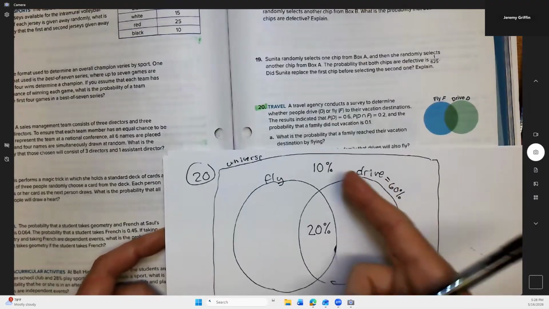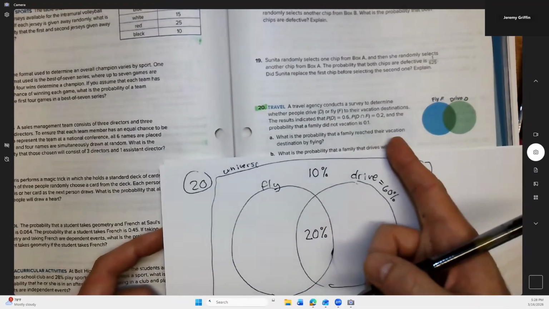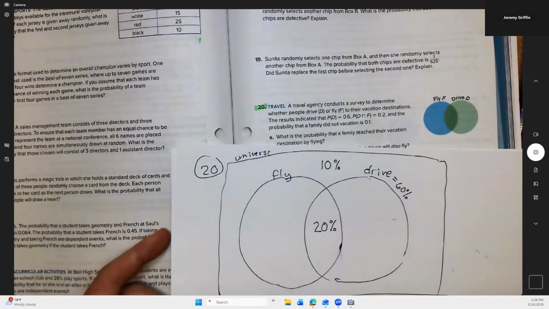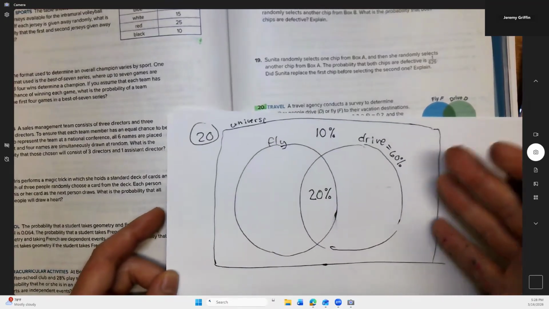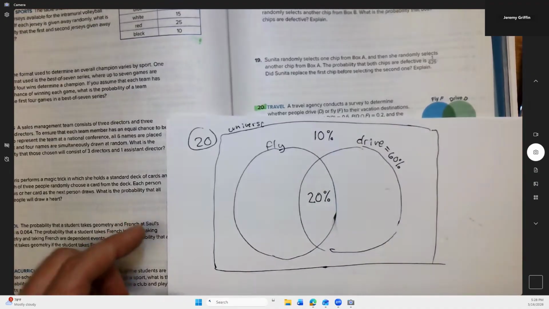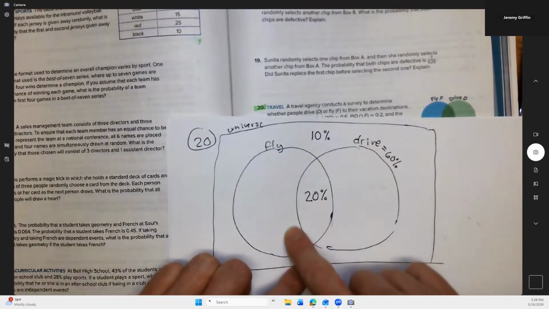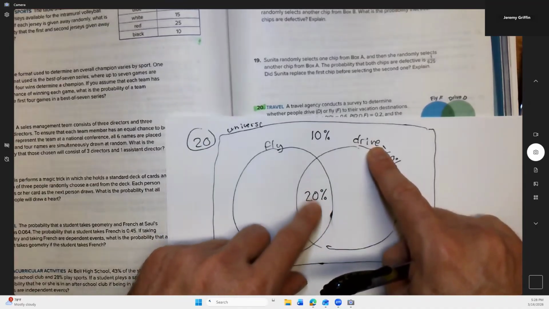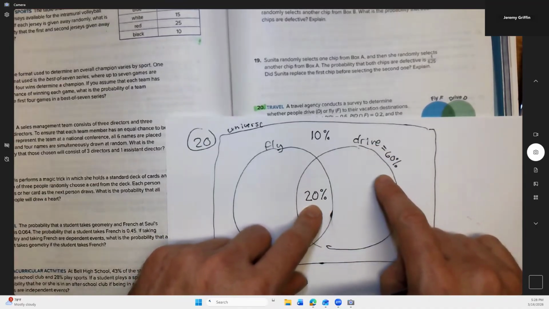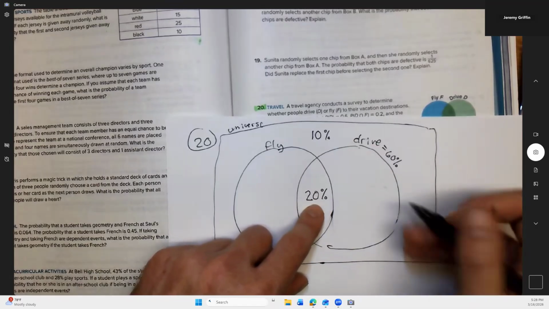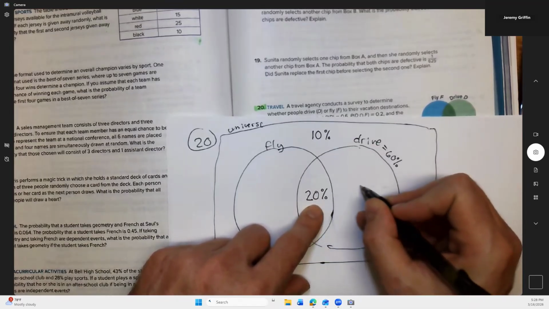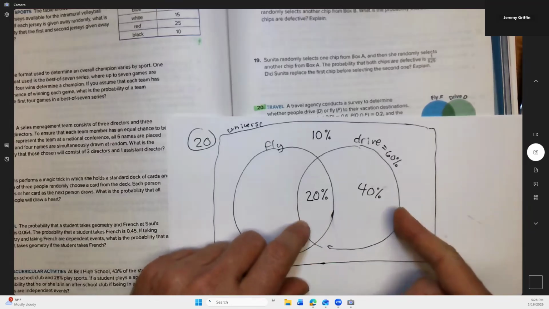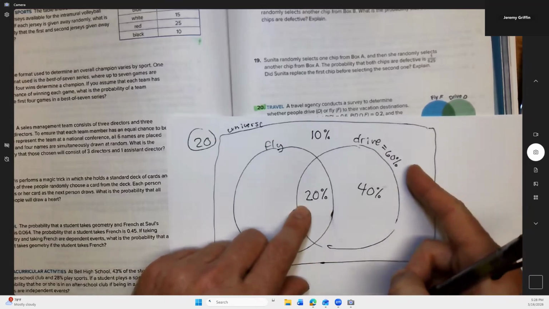Question: what's the probability the family reached their vacation destination by flying? Well, we've got to take these given values and figure out everything else. Remember how 60% of people drove, but that doesn't necessarily exclude flying. And I know that 20% both drove and flew. That means 60 minus 20, there must be 40% of people who strictly drove but did not fly, because this 40 and this 20 add up to the total 60 that did drive.